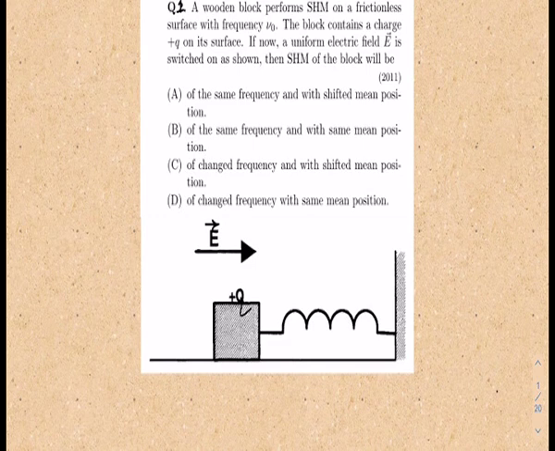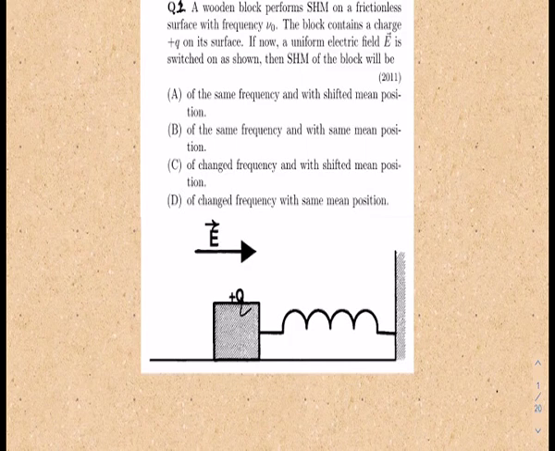Option A, of the same frequency and with shifted mean position. Option B, of the same frequency and with same mean position. Option C, of changed frequency and with shifted mean position. Option D, of changed frequency with same mean position. So basically you have to find out the mean position as well as the frequency after the electric field is switched on.